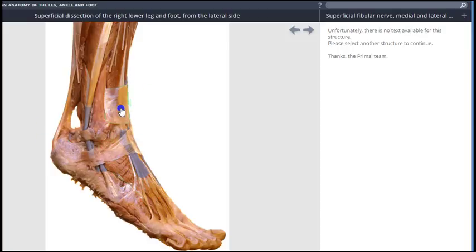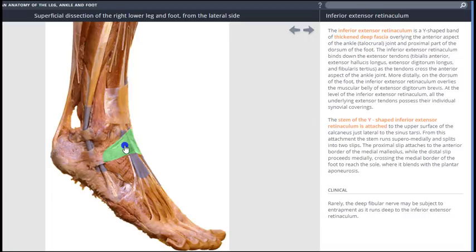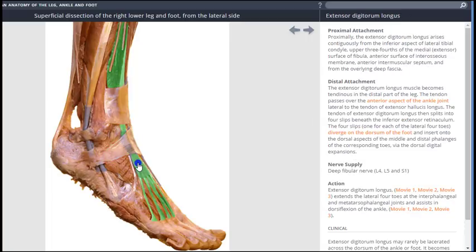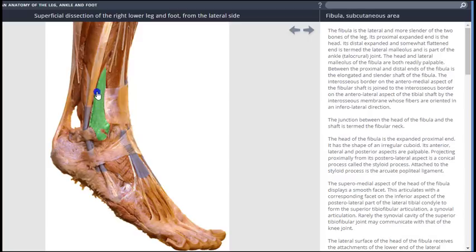Lateral view of the foot, superior extensor retinaculum, inferior extensor retinaculum, and here is the extensor digitorum longus acting on the lateral four toes. Lateral to it, fibularis tertius, the distal end of the fibula. This is the lateral malleolus, which is subcutaneous at the lateral aspect of the ankle. And even this triangular area, the most distal area of the fibula, is also subcutaneous. And as you can see, it has no muscle attachment.